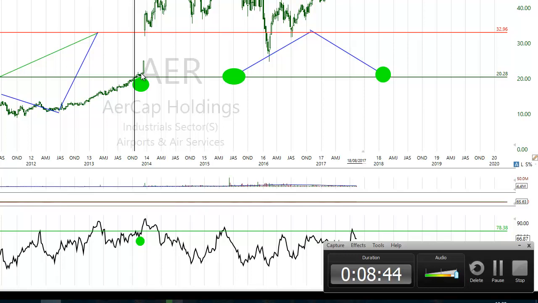Though we can use it on any time frame, pay attention to the weekly chart where the price is at the cycle point. But we can use it on any time frame.